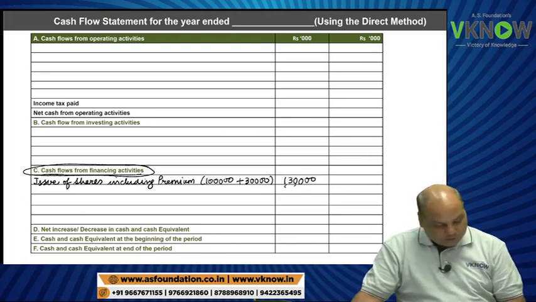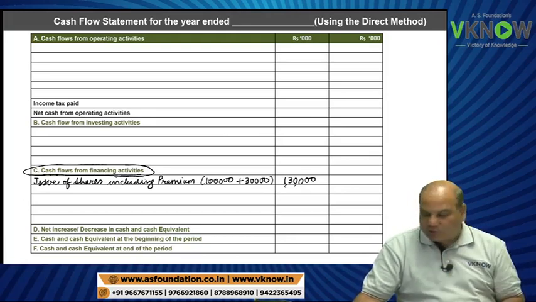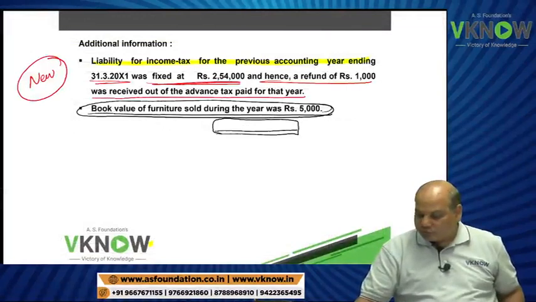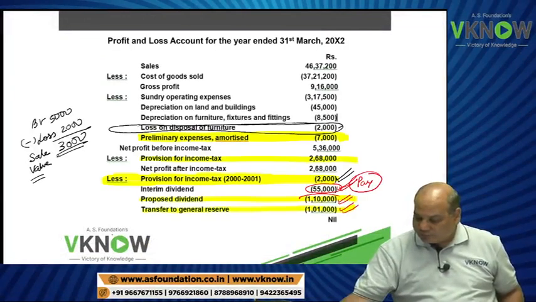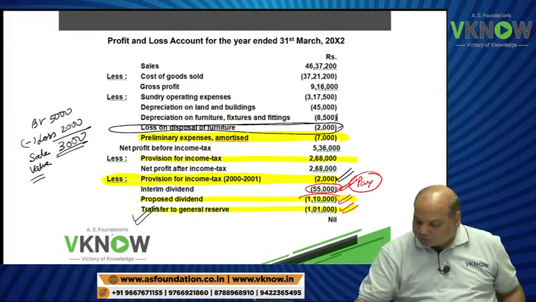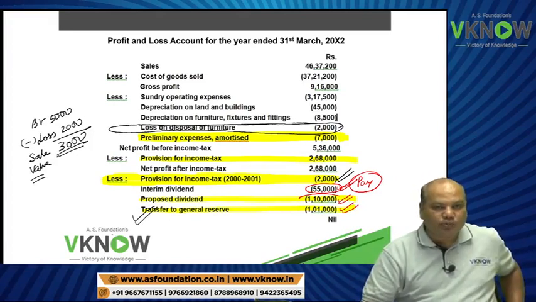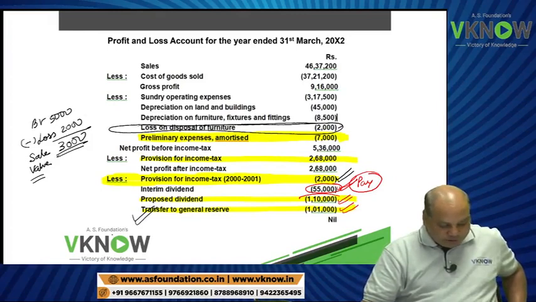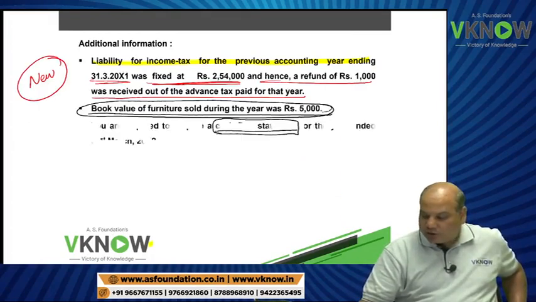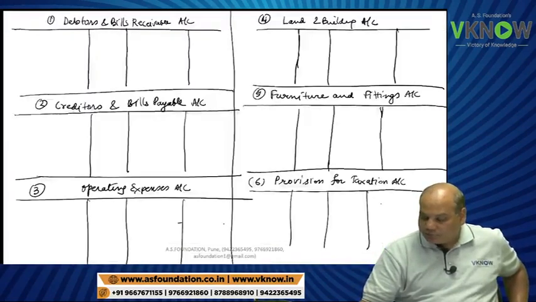Then next is general reserve. You don't have to do anything. General reserve is appearing in the last line of the P&L account, 1 lakh 1,000. No cash flow involved. Bills payable and sundry creditor together, we are going to write in working note 2.